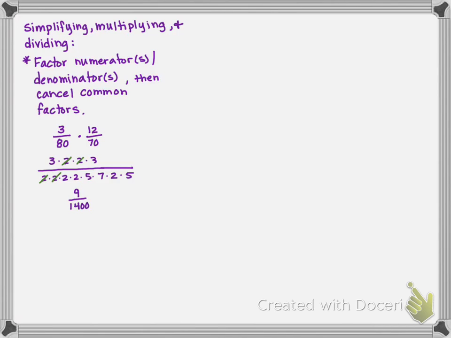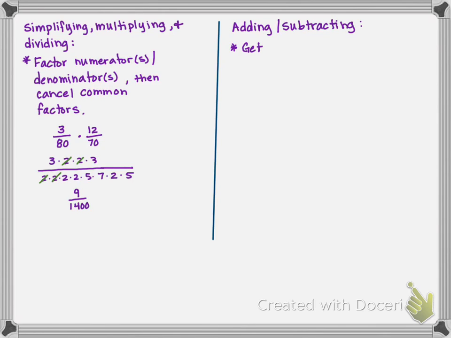So then the process that we use for adding and subtracting is going to be slightly different than what we did for multiplying and dividing. What do you need to add and subtract fractions? Common denominators. Yes. So when we add or subtract, our initial goal is going to be to get common denominators.